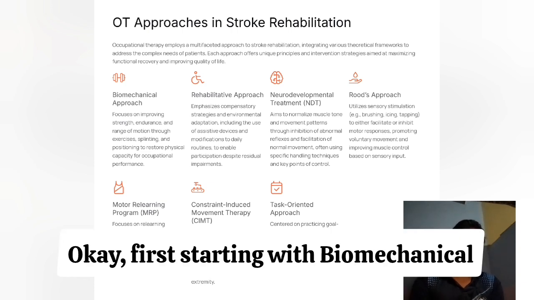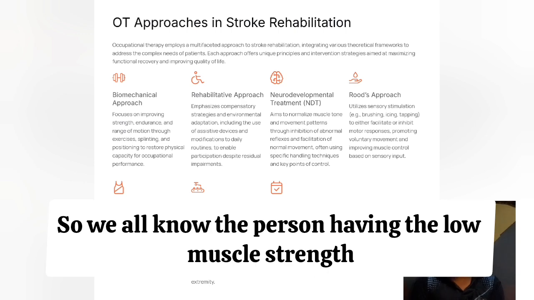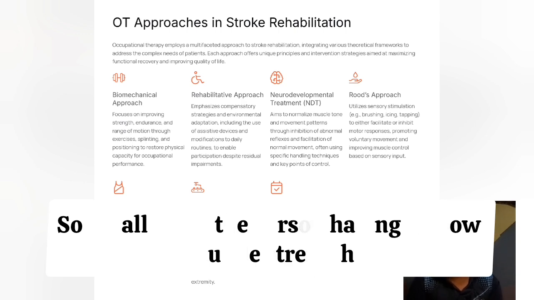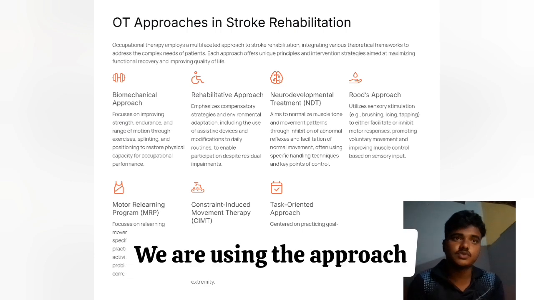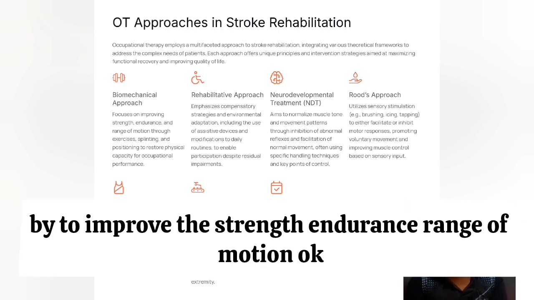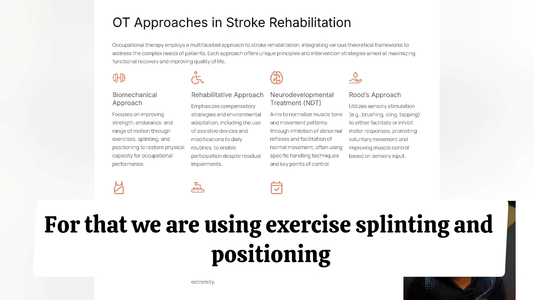Okay, starting with biomechanical. We all know the person has low muscle strength and reduced range of motion. So in the biomechanical approach, we are using the approach to improve strength, endurance, and range of motion. For that we are using exercise, splinting, and positioning.